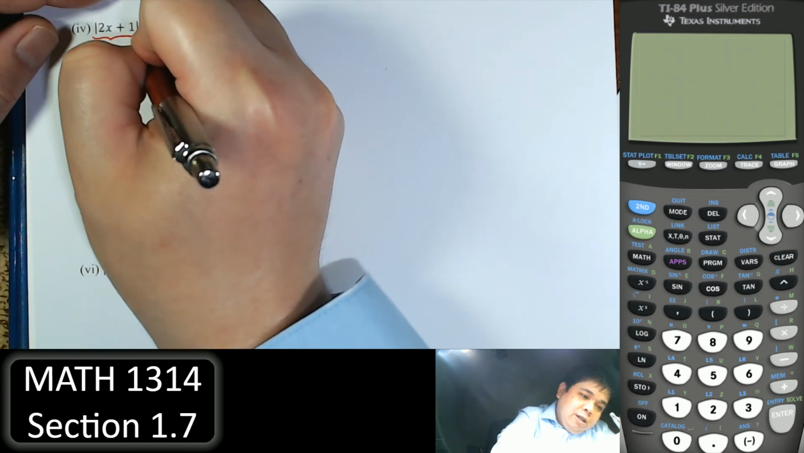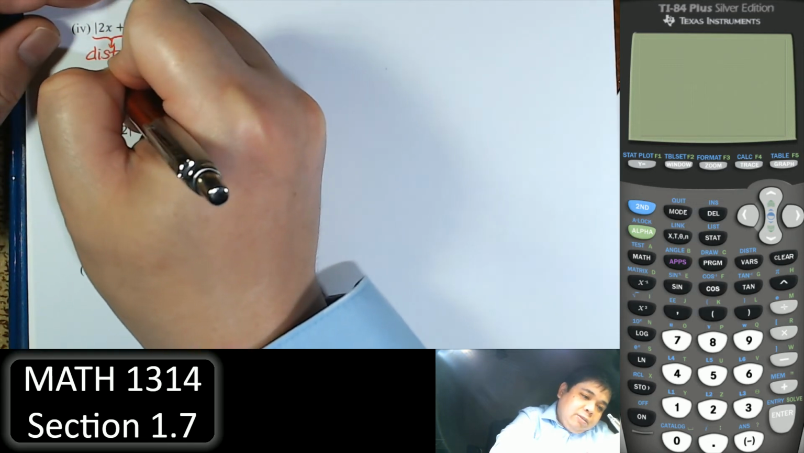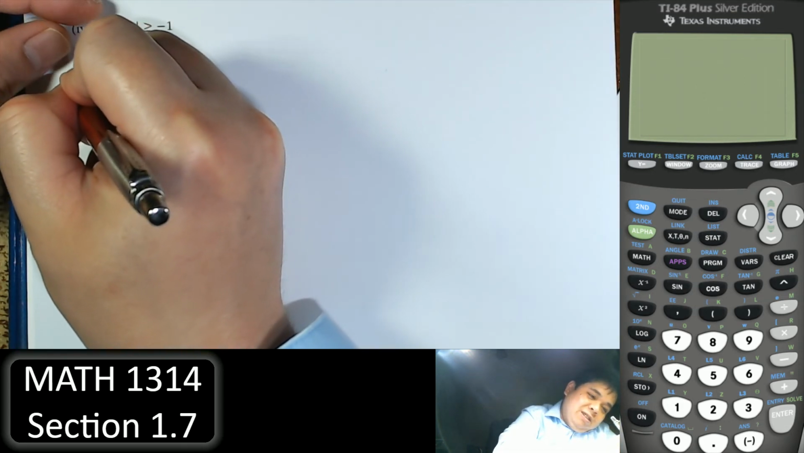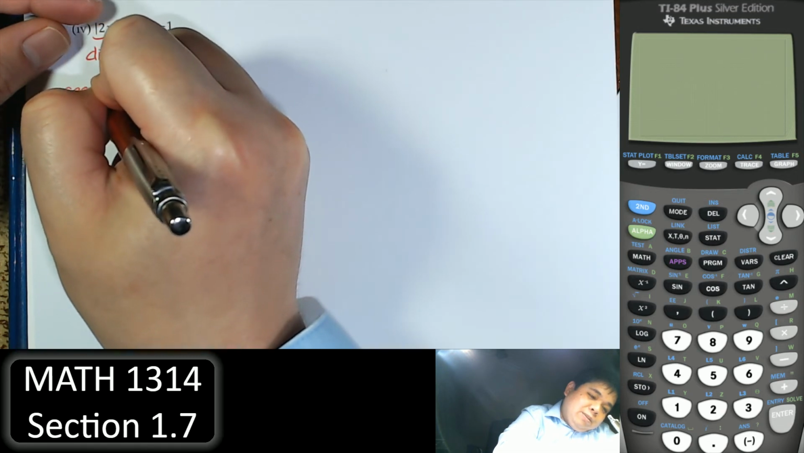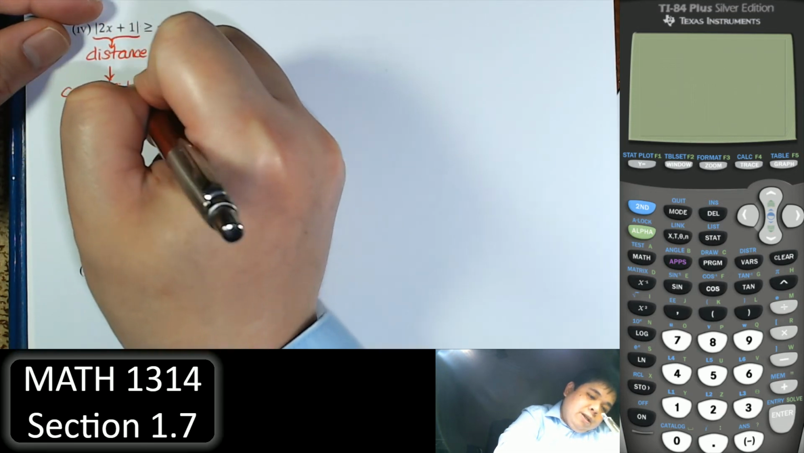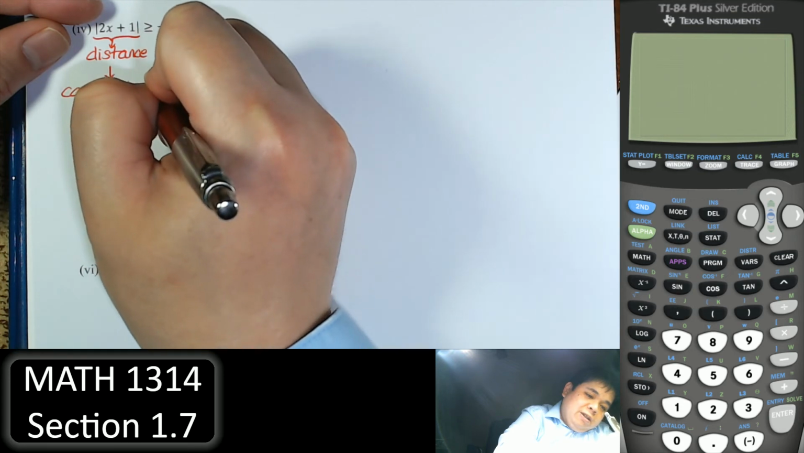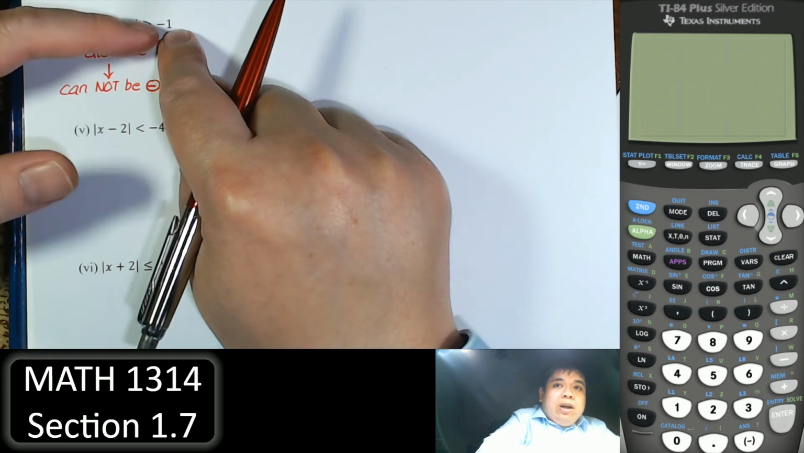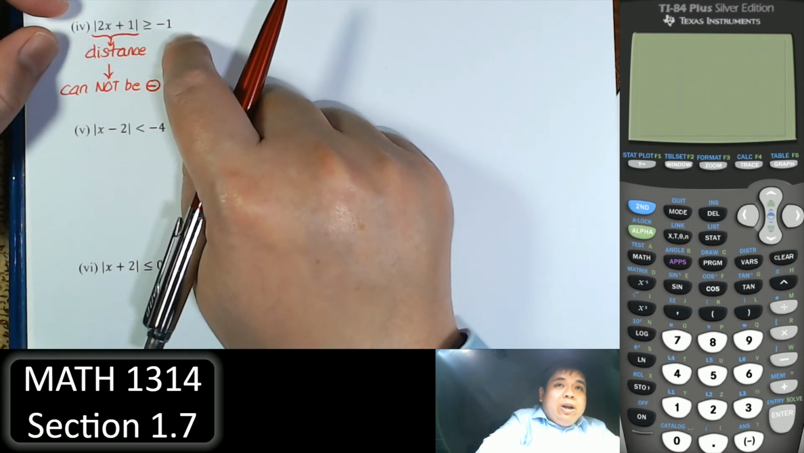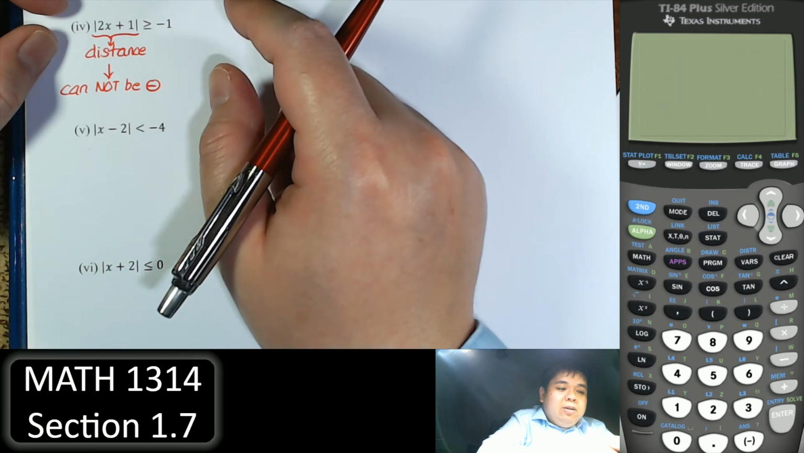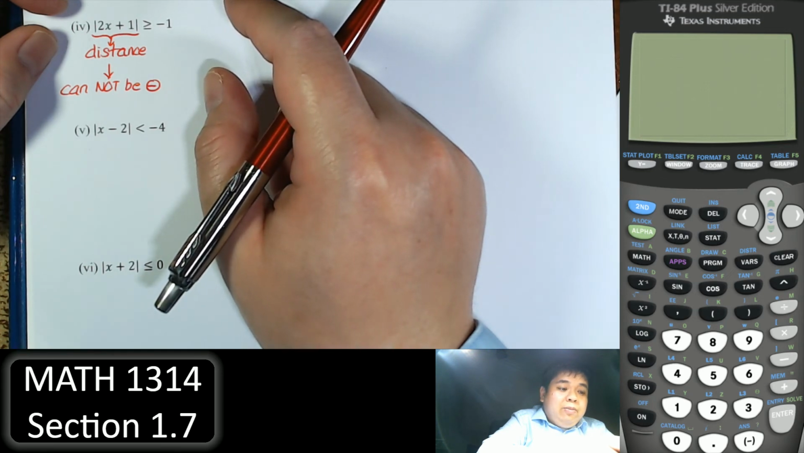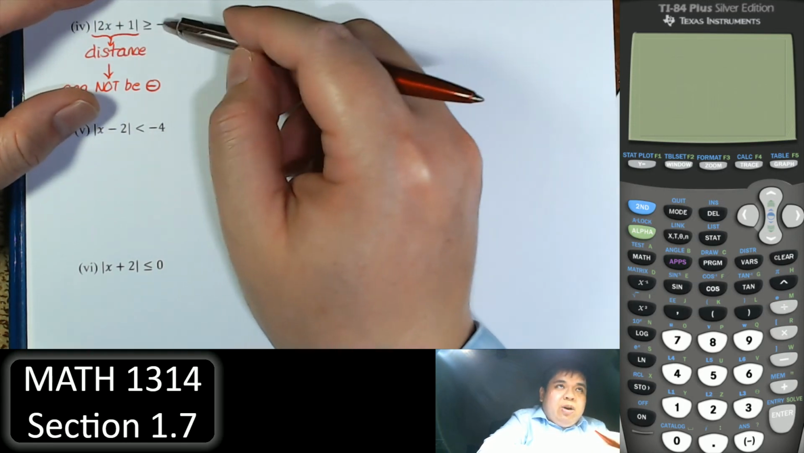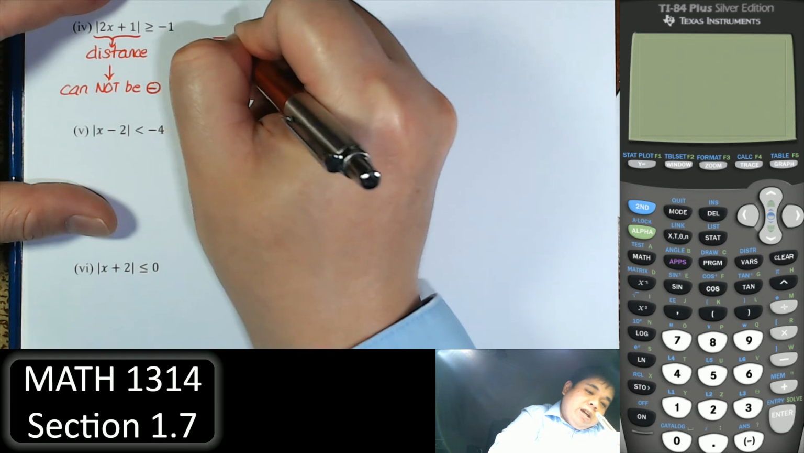Distance, and a distance is greater than or equal to 0, cannot be negative. So the left hand side cannot be negative. The right hand side is negative. So that means the left side is always greater than the right hand side. Right? 0 is greater than a negative number. Positive is greater than negative. So this one is true for every x.